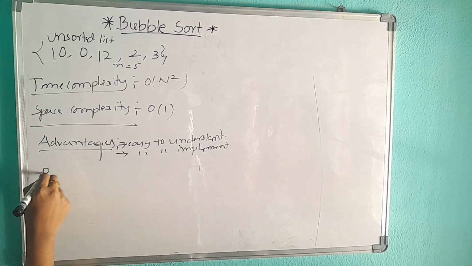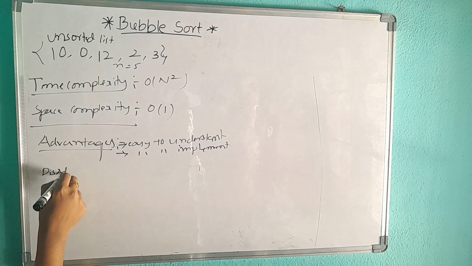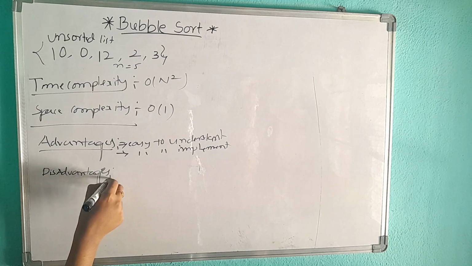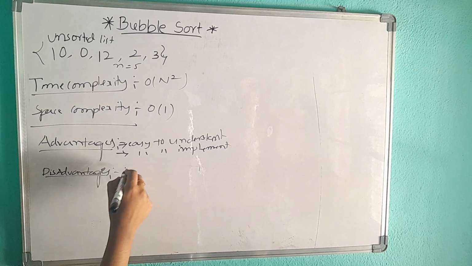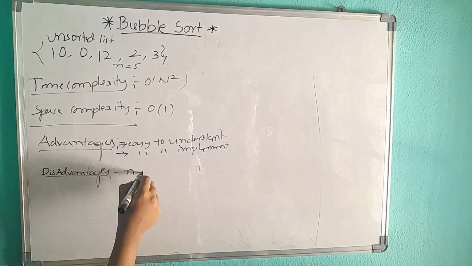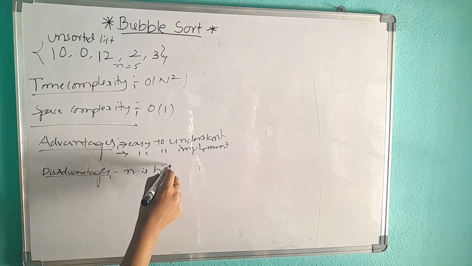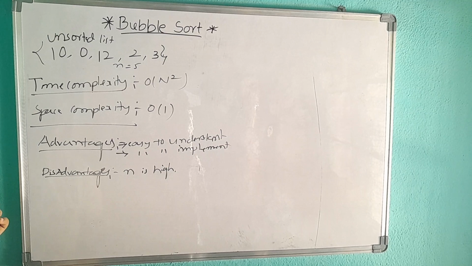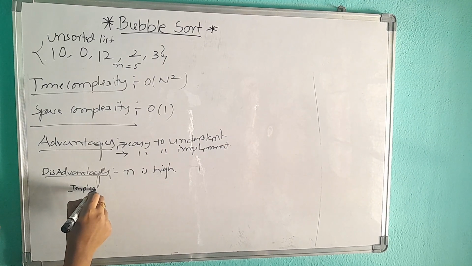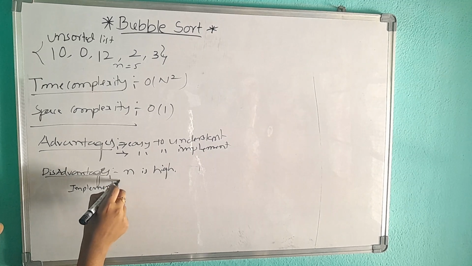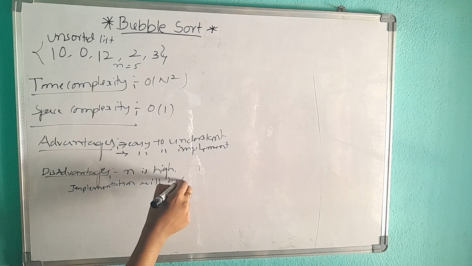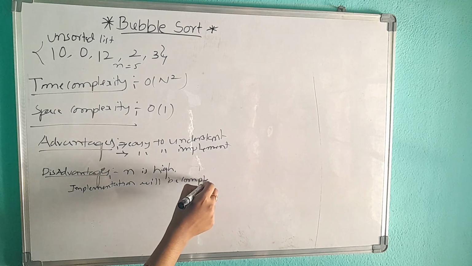And disadvantages. If the number of elements is huge, if n is high, that is, the number of elements is higher, then implementation becomes complex. So this is about the bubble sort algorithm.